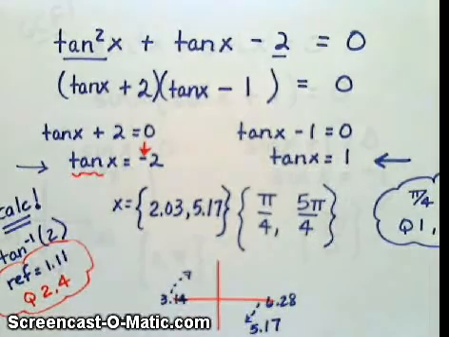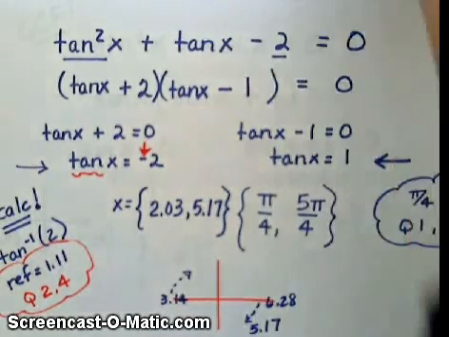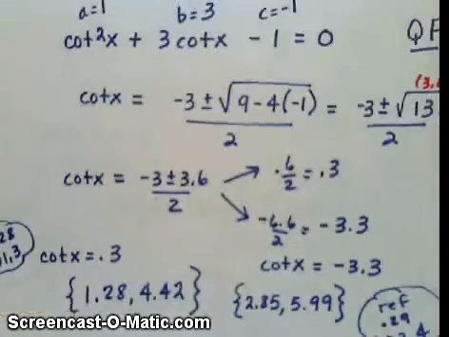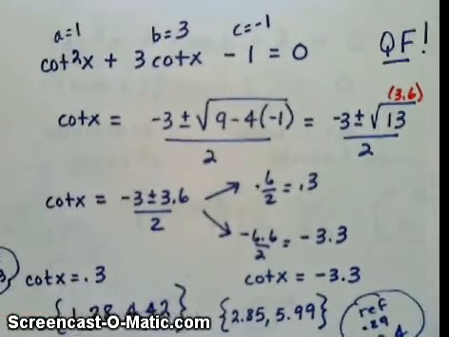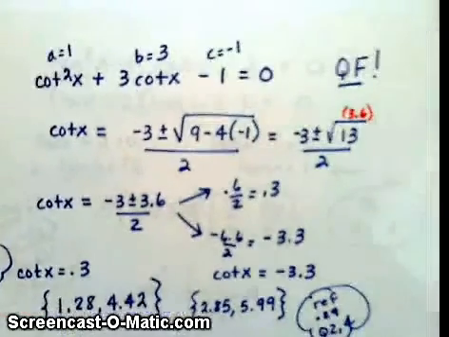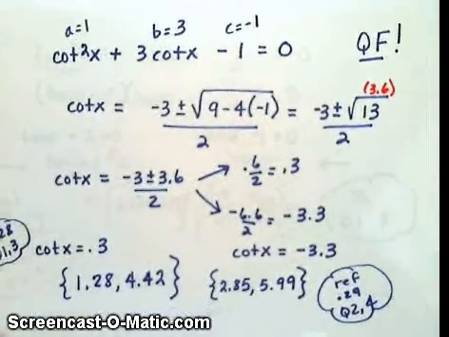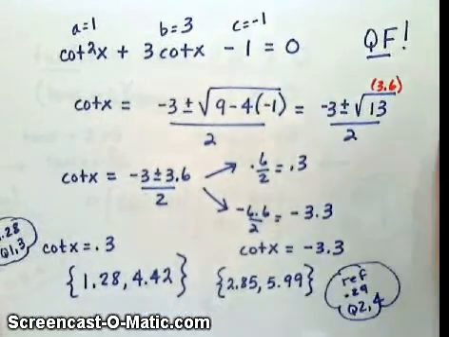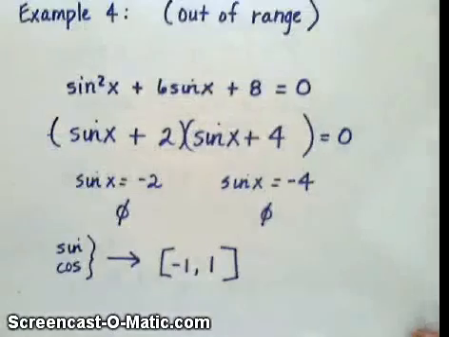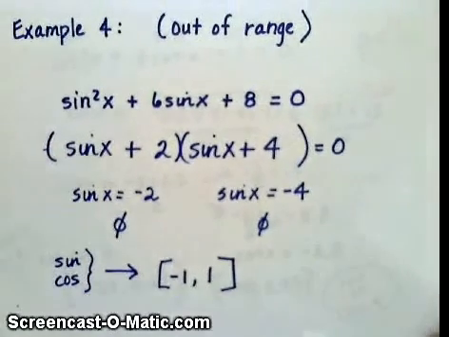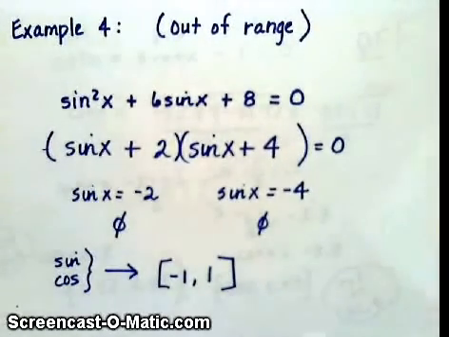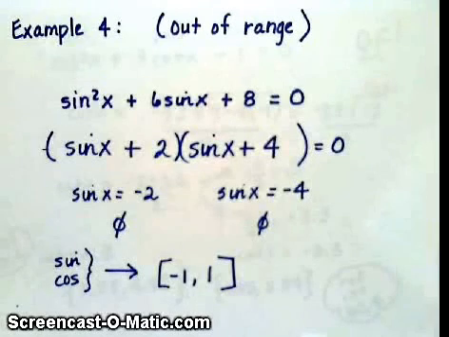Our third example involved the quadratic formula, and of course those are easy to spot when they will not factor. This was the quadratic formula example. Hope you made notes about that. And then finally we ended with a reminder that not always will the answers be in range. This is quadratic trig equations. Hope the video helped.